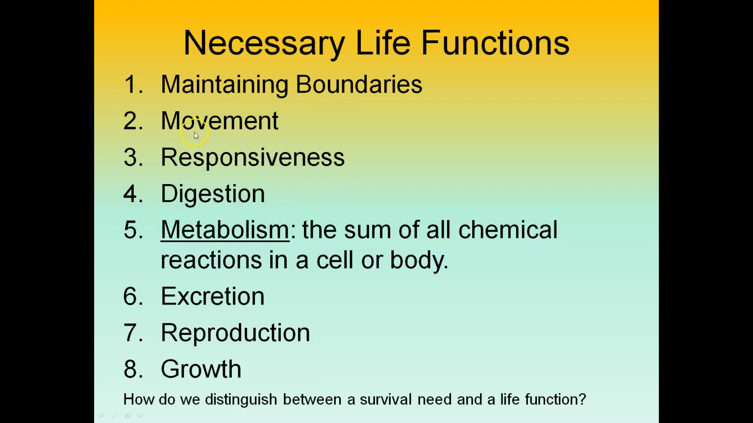So some of them are pretty obvious, like movement, responding to stimuli, digestion. Maintaining boundaries just basically means you have an inside and outside. Excretion, getting rid of waste, reproduction, growth, and obviously metabolism. Most people think they know what metabolism means when it comes to anatomy. They think of burning calories. It is that, but it's the sum of all chemical reactions in a cell or body, even ones that are not directly related to burning calories. Then obviously we have to grow and maintain the cells that we have. Cells are always dying and being replaced, even as you get older, and you stop growing like you did when you were younger.